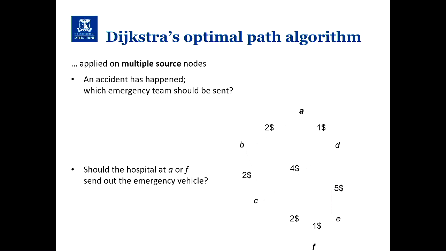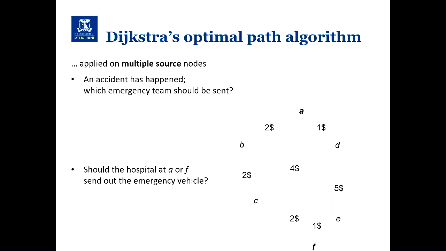Dijkstra's algorithm is often used for allocation problems, where we're trying to find a portion of the network that belongs together. So we can find, let's say, the closest hospital to an emergency, the closest hospital to an accident. So that's the example there. An accident happened, so which emergency team should be sent? And a variation of the Dijkstra algorithm is used for that.